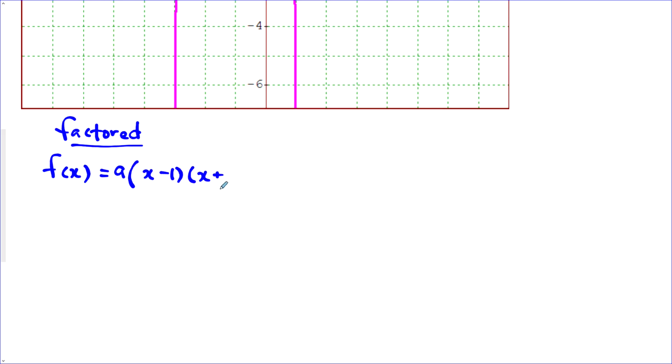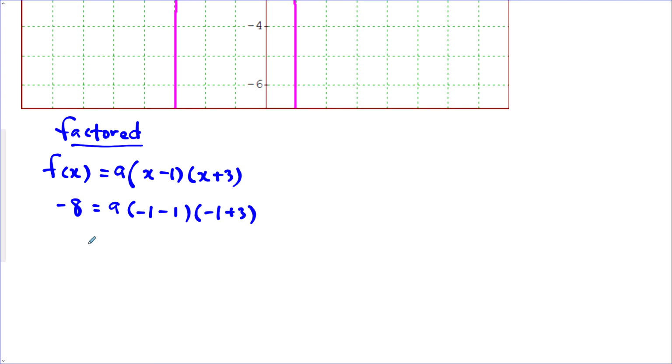So first we'll do using the x-intercepts, which would be factored form. So our f of x would be in this form, f of x equals a, some stretch a, and then x minus 1 and x plus 3 to give us the x-intercepts of -3 and +1. Now we just need to find a, and we can use the vertex point to find this. That would be -8 is equal to a, -1 minus 1, -1 plus 3.